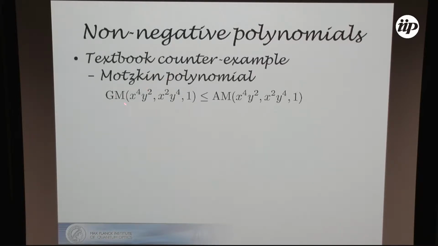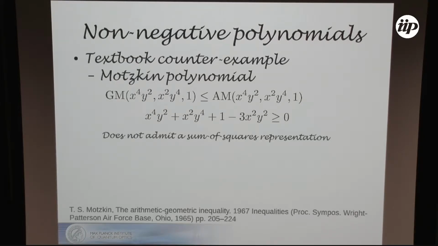So the geometric mean of some numbers is always bounded by the arithmetic mean. So this gives you this polynomial, which is non-negative. Here you have the proof of this. But this does not admit a sum of squares representation. So sometimes it fails. Right, and what I think is surprising is that not even if you add an arbitrarily large constant to this polynomial, this becomes a sum of squares.